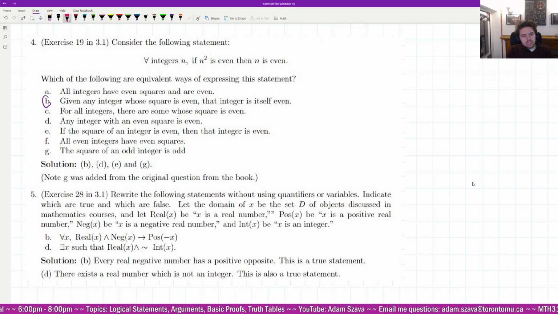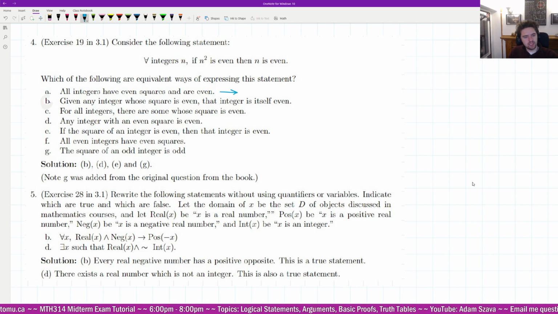Consider the following statement. Which of the following are equivalent ways of expressing the statement? I think a probably good way to solve this is to write all of these symbolically and see if they're the same. That's a little time consuming, but maybe it's also good practice. It's not going to take too long.